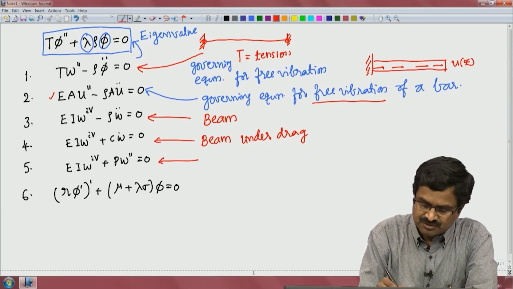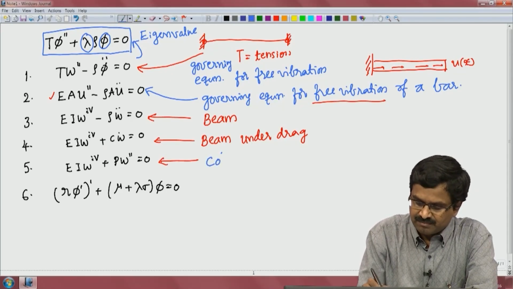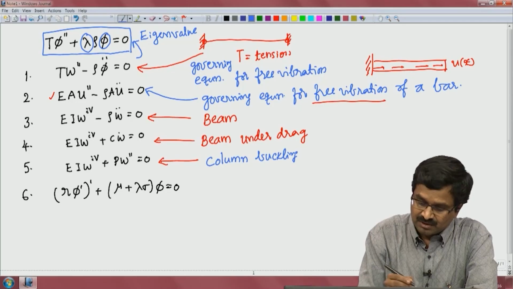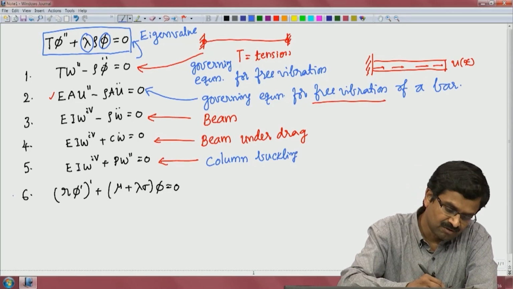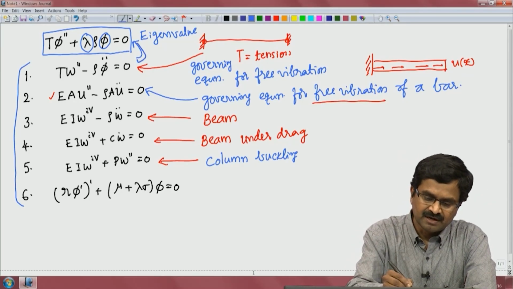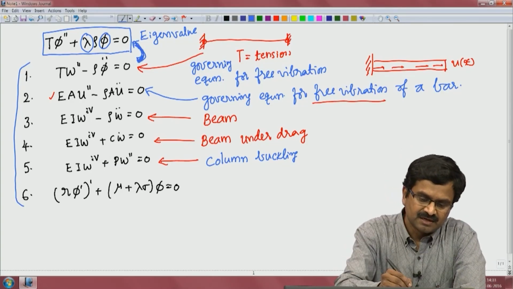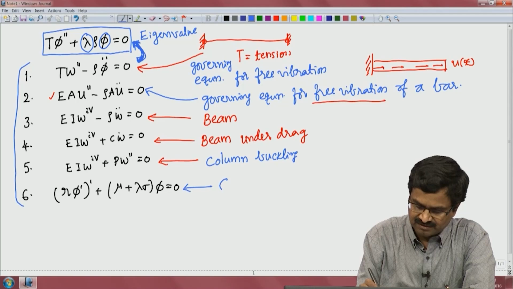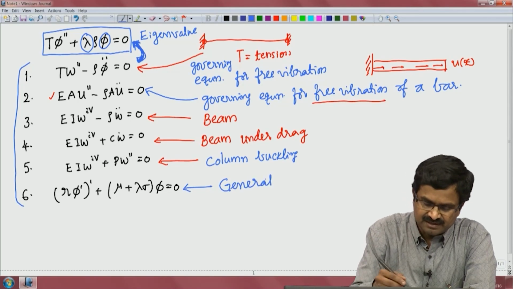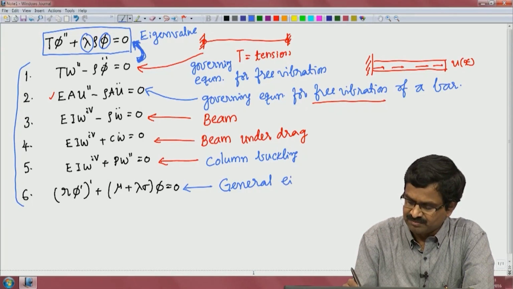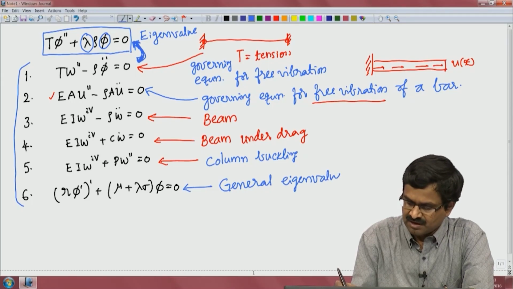The one that we will discuss today is for the column buckling. That also, this is the governing equation. We are writing only governing equations here. All these are governing equations. Just like the first one gave us the eigenvalue problem, we can get eigenvalue problems for all others. This is the column buckling, and here is one that is very general. We can get all others from this in a way, at least the second order things. This is a general eigenvalue problem.